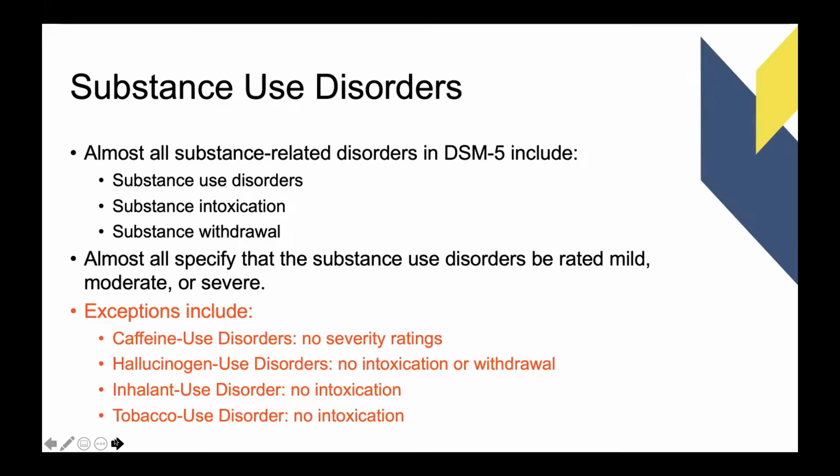Almost all substance-related disorders in the DSM-5 include substance use disorders, substance intoxication, and substance withdrawal. Almost all specify that the substance use disorder be rated as mild, moderate, or severe. Exceptions include caffeine use disorders, which don't have any severity ratings. Hallucinogen use disorders have no intoxication or withdrawal. The inhalant use disorder has no intoxication, and the tobacco use disorder also has no intoxication.